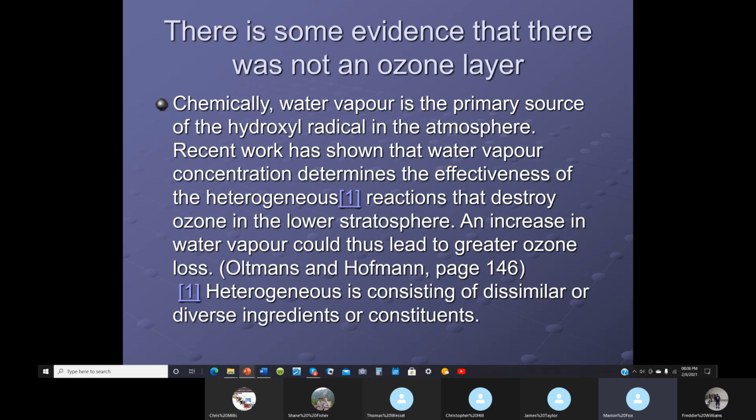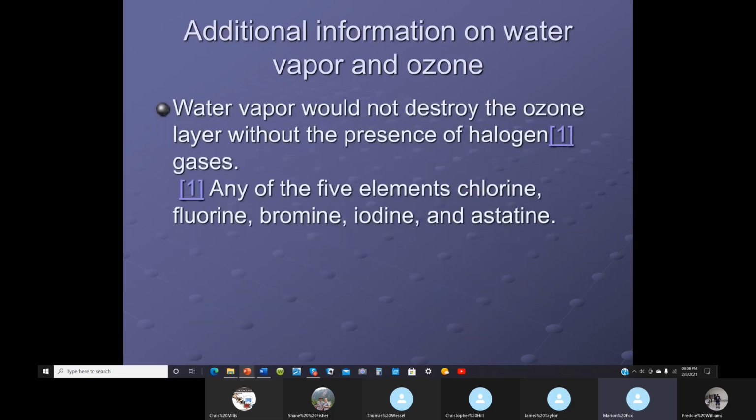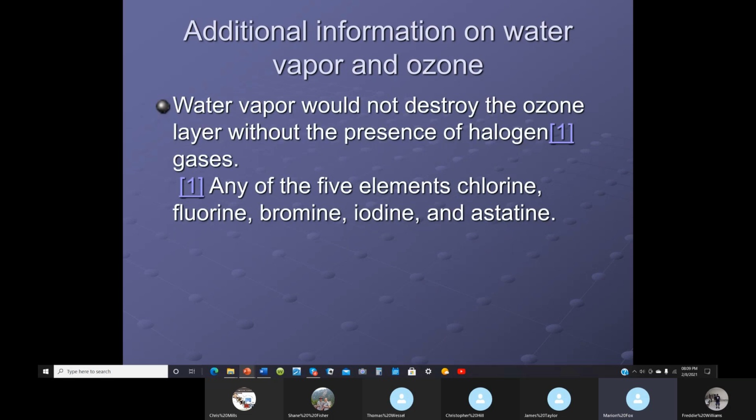Now, they're worried about that, but they're not even looking at the fact that ozone itself would protect you from that ultraviolet radiation as well. Heterogeneous is consisting of dissimilar or diverse ingredients or constituents. Okay. They're ruling that out. Oltmann and Hoffman were worried about it. Water vapor would not destroy the ozone layer without the presence of halogen gases. There had to be halogen gases there for it to happen. Any of the 5 elements, chlorine, fluorine, bromine, iodine, and astatine, these 5 elements are halogen gases.